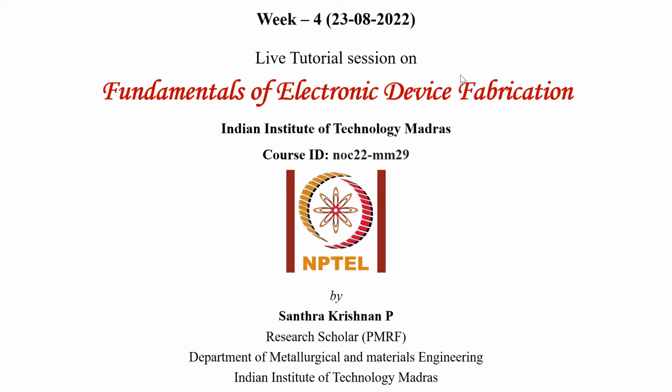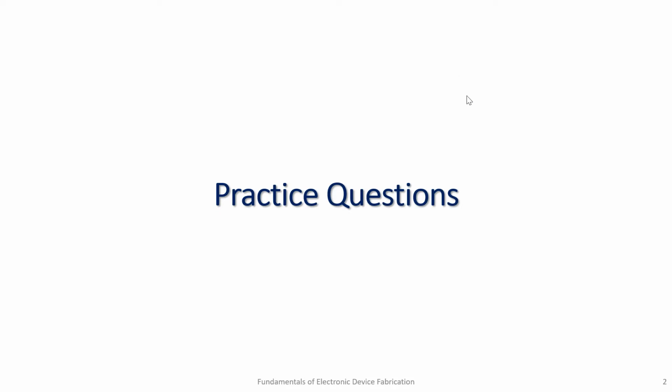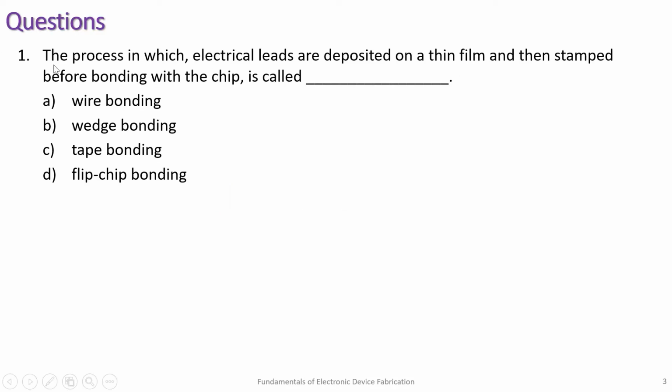Based on the summary as well as whatever notes you have made from the last class, we will start our session. First question: the process in which electrical leads are deposited on a thin film and then stamped before bonding with the chip is called. I have mentioned wire bonding, wedge bonding, tape bonding, and flip chip bonding. In which of these processes are the electrical leads deposited on the thin film and then stamped before bonding with the chip?